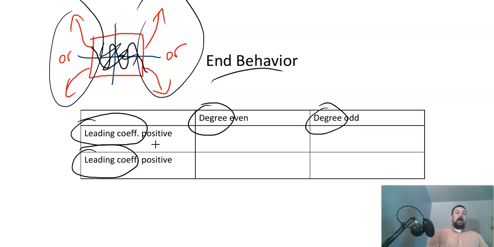Right. Now, I have a typo here because I have leading coefficient positive and then leading coefficient positive again. As is so often the case, when you copy and paste, it's easy to forget to edit the thing you pasted, because it's basically the same thing. One's positive, one's negative, and I forgot to change that word. I was being lazy, copied this, pasted it down here, and then forgot to change positive to negative.